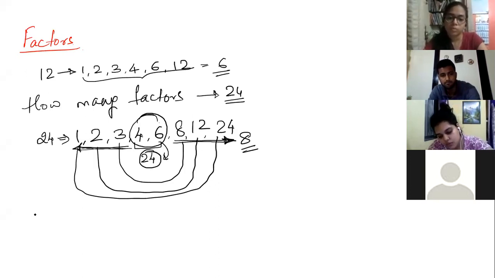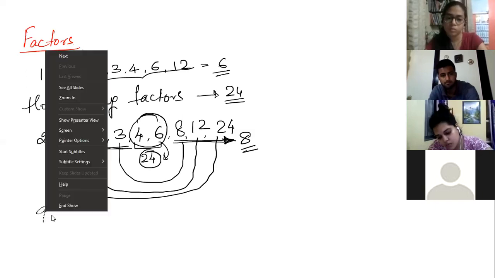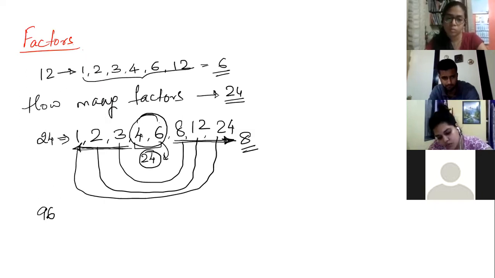Can you all tell me quickly what is the number of factors for 96? How many factors for 96?